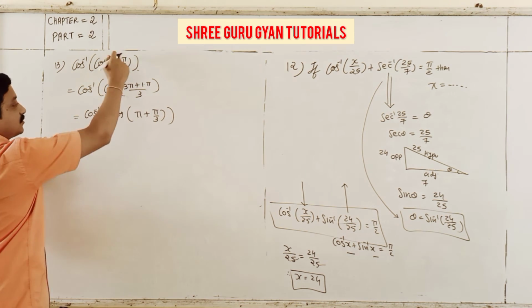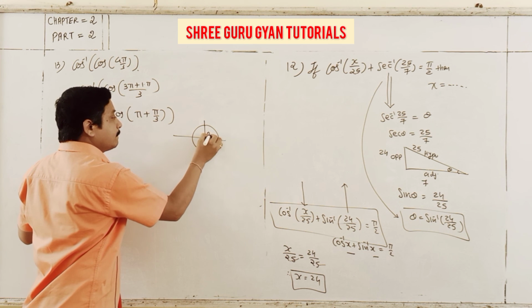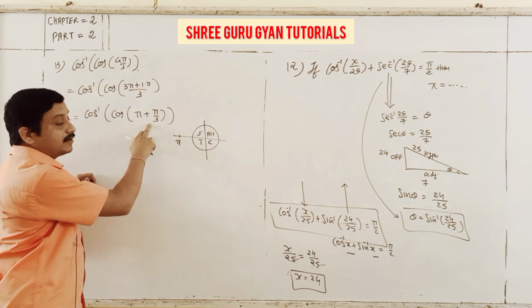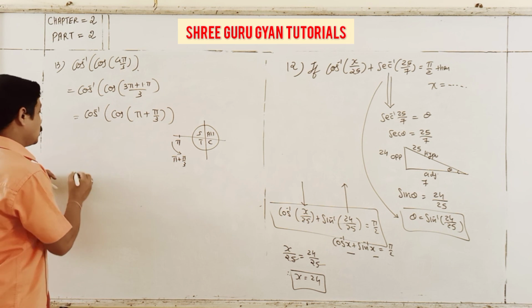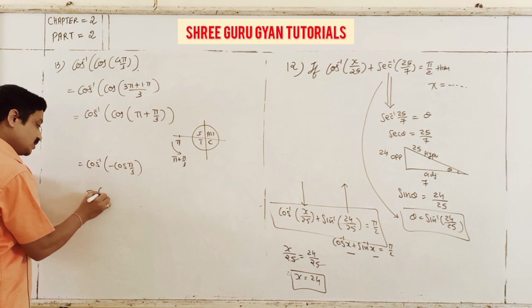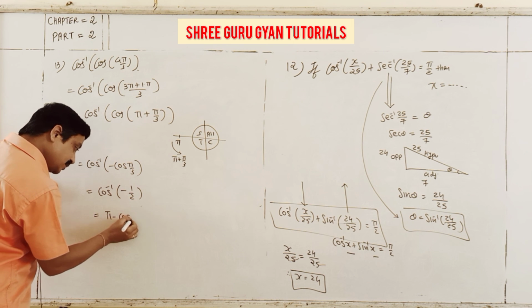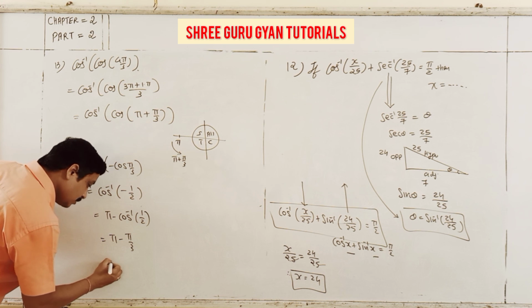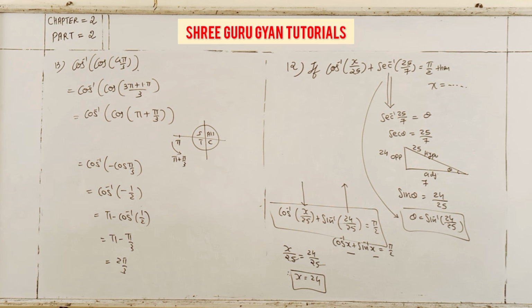Pi plus pi by 3 is in which quadrant? All S T C. Here pi plus is the third quadrant, and in the third quadrant the cos function is negative. Cos pi by 3, and cos 60 is a half, so pi minus cos inverse half, and that is again pi by 3. 2 pi by 3 is your correct answer.